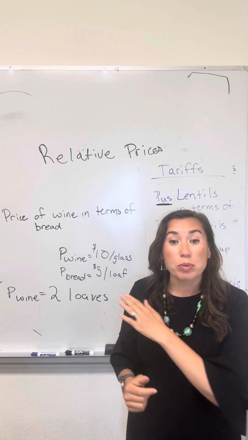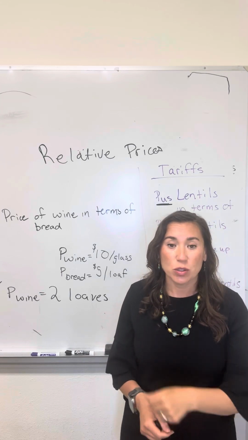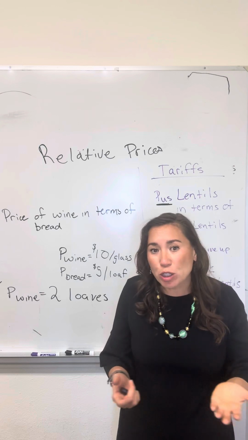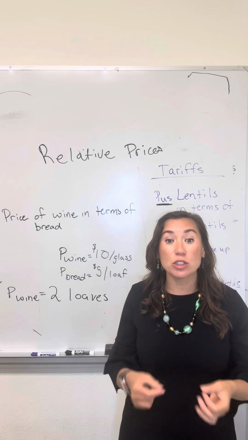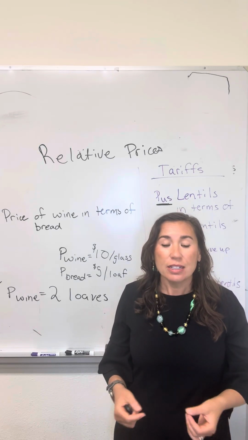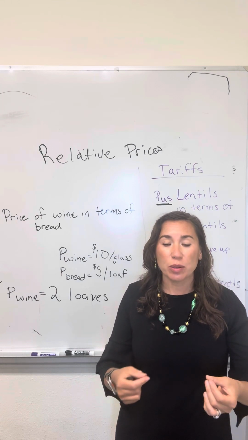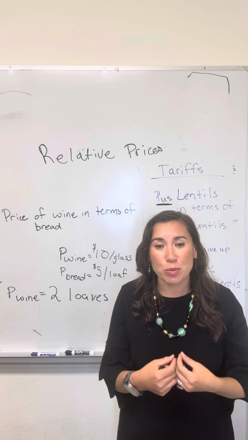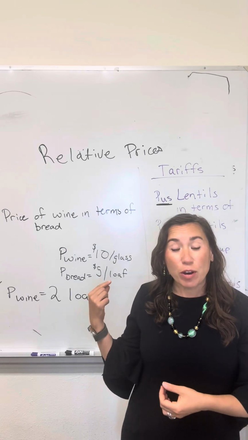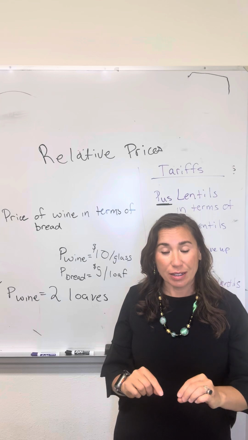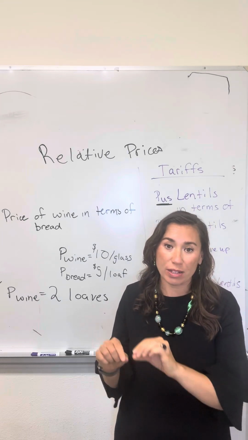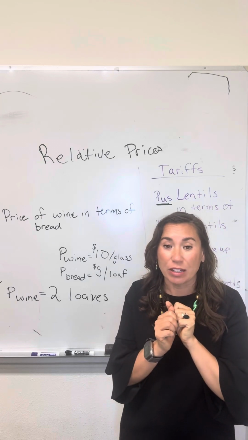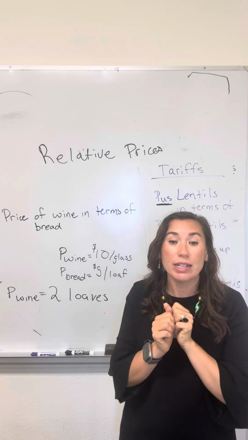When you hear that the price of wine is $10 a glass or the price of a loaf of bread is $5 a loaf, these are absolute prices. Absolute prices are different than relative prices. To understand relative prices, we have to understand what we give up in order to consume a glass of wine. So every time I consume a glass of wine, I give up 2 whole loaves of bread. That is the price of wine in terms of bread, okay? My $10 means that I had to give up 2 whole loaves of bread at a price of $5 a loaf.